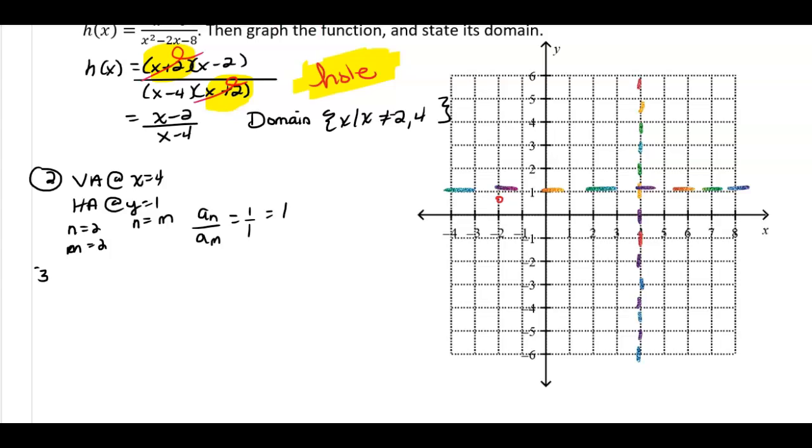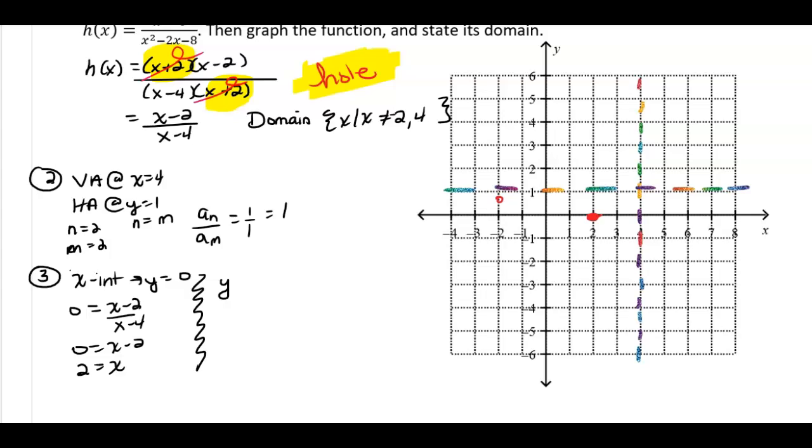All right, so now we have to find our intercepts. So for the x-intercept, y equals 0. So 0 equals x minus 2 over x minus 4. 0 equals x minus 2. 2 equals x. So we have an x-intercept at 2. And then we have a y-intercept at x equals 0.